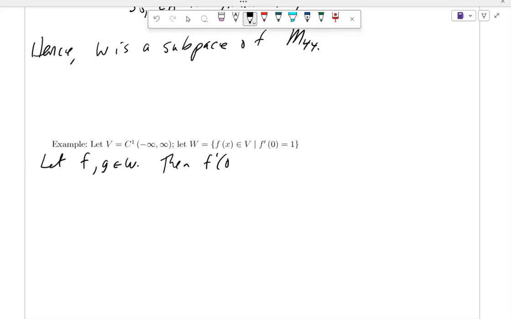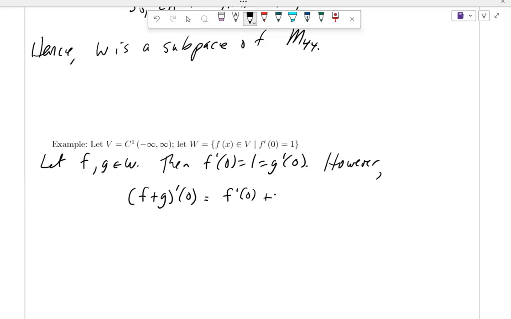Then f prime of 0 is 1, and so is g prime of 0. However, (f plus g) prime at 0, by our derivative rules, is f prime of 0 plus g prime of 0. Just 2, and not 1. Not today. In a different class, 2 might be equal to 1, but not today. I'm not joking. It could be a different class where 2 could be 1. That happens. It's okay.